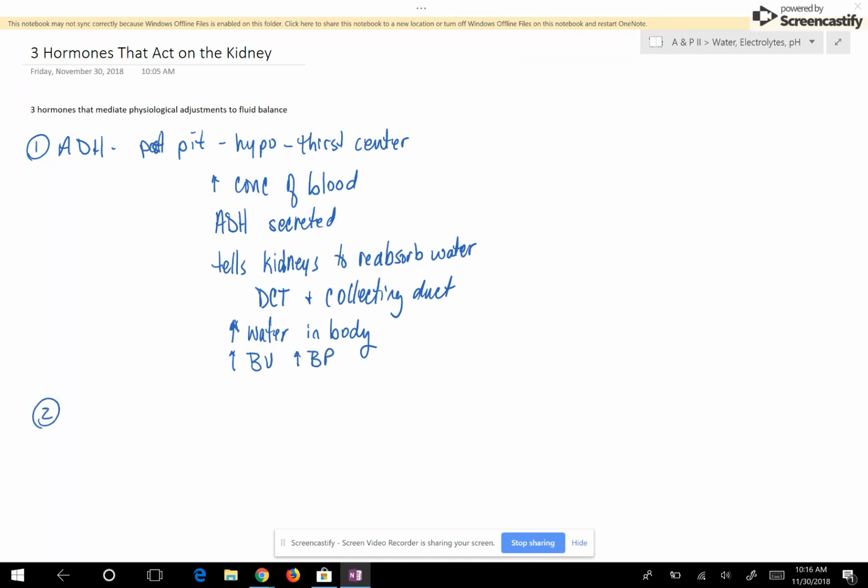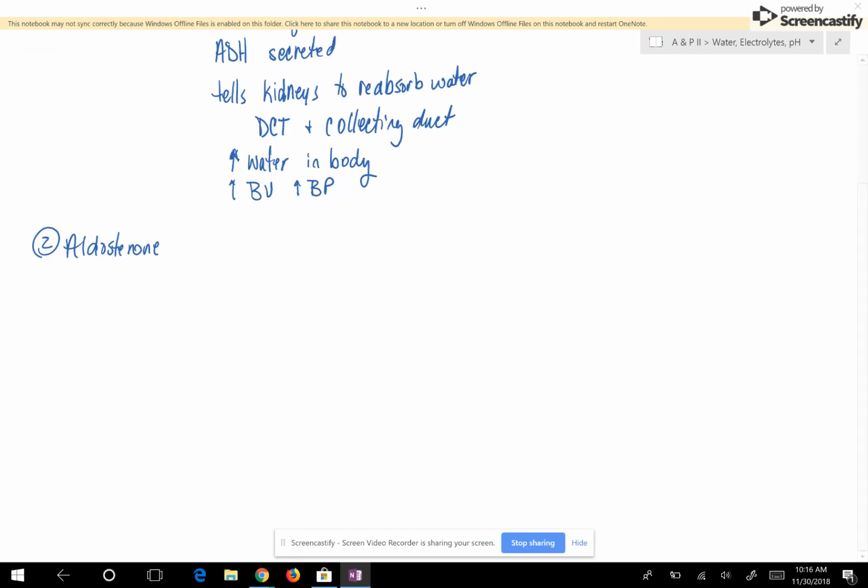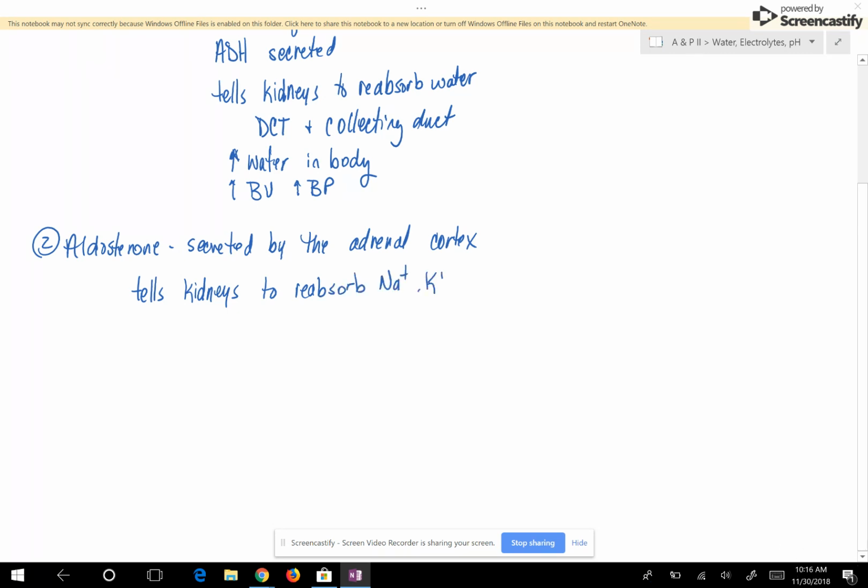Okay, the second hormone, number 2, aldosterone. Aldosterone is secreted by the what? Secreted by the adrenal cortex, and it's going to tell the kidneys to reabsorb sodium. It tells it to secrete potassium.